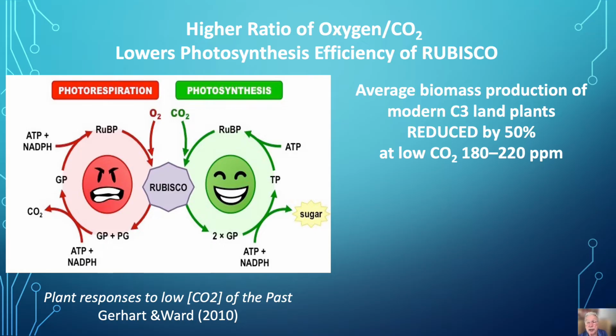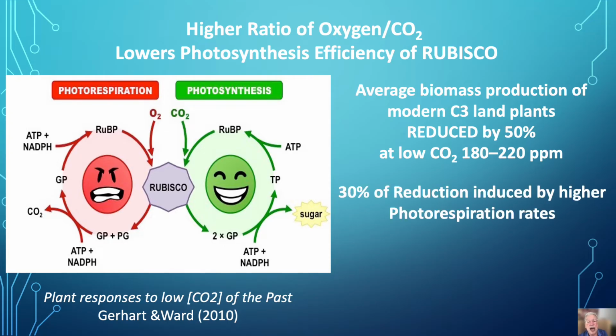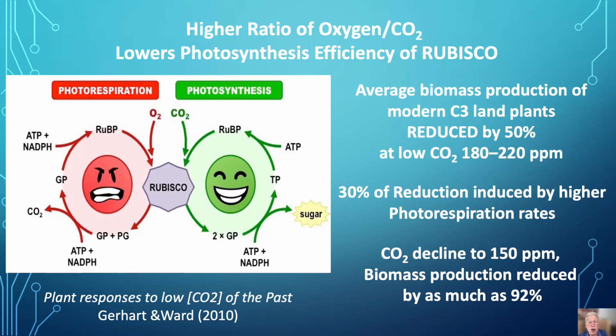Laboratory experiments under current oxygen levels found that when carbon dioxide concentrations are as low as 220 parts per million, plant biomass production is reduced by 50%. And 30% of that reduced productivity was due to photorespiration. When carbon dioxide was reduced to 150 parts per million, productivity was reduced by 92%.